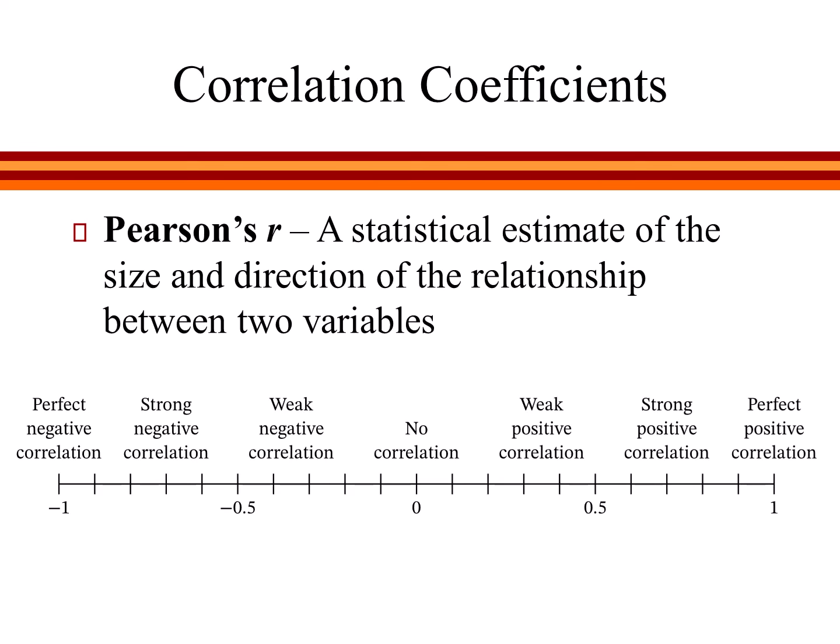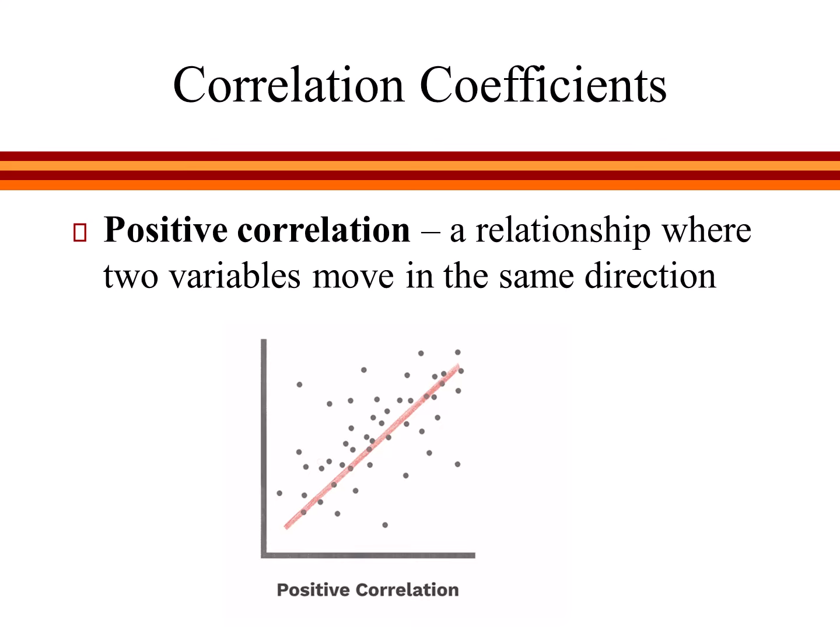An r coefficient is a number that ranges from -1 to +1, and it tells us 2 key pieces of information. First, the sign, positive or negative, tells us about the direction of the relationship. In a positive correlation, this means that 2 variables move together in the same direction. In other words, as one variable goes up, the other variable tends to go up too, and vice versa. As one variable goes down, the other variable tends to go down too.